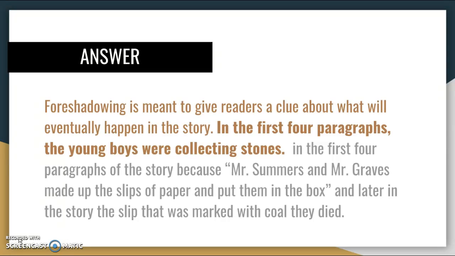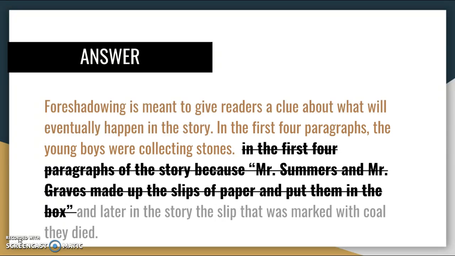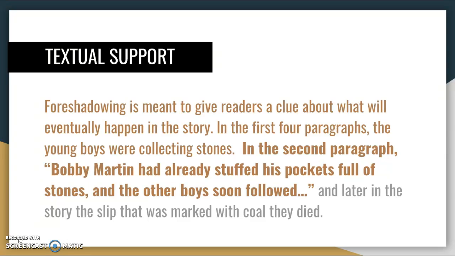So it's important that the next sentence, the one with the quote, happens in the first 4 paragraphs and is specific to foreshadowing and the young boys collecting stones. So I'm going to cut that middle stem out, and I'm going to replace it with, in the second paragraph, Bobby Martin had already stuffed his pockets full of stones, and the other boys soon followed.